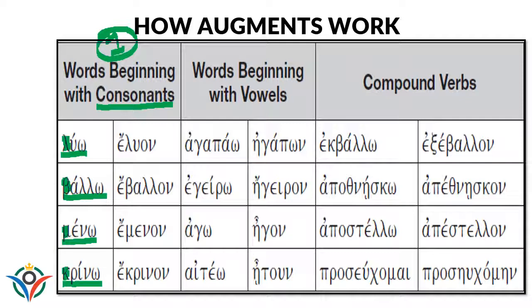The basic rule here is that verbs beginning with consonants take an epsilon augment, which is prefixed to the front of the verb. As you can see here, all these verbs, when placed in the past tense, take an epsilon augment. So luo becomes eluon, balo becomes ebalon, meno becomes emenon, and krino becomes ekrinon. Also notice that the primary active ending omega changes to the secondary active ending, which is the nu, with the accompanying connecting vowel, the omicron.